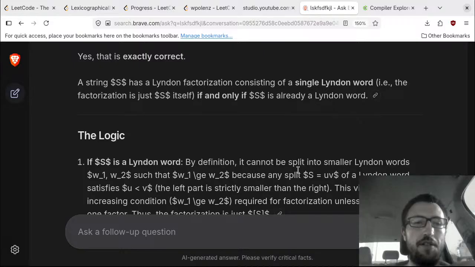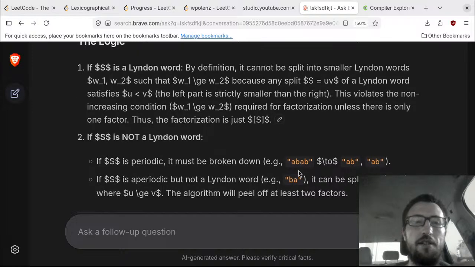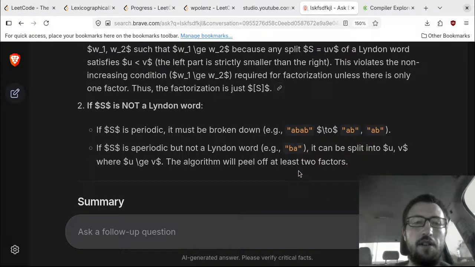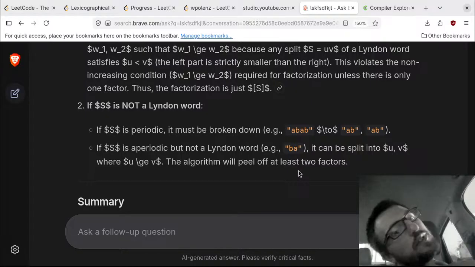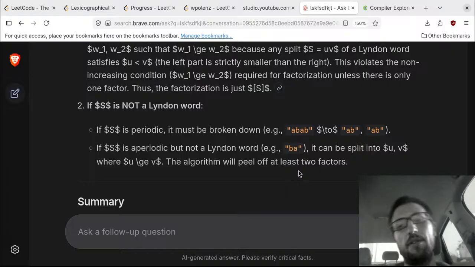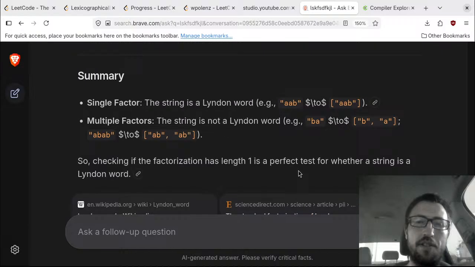Logic: if S is a linear word, by definition it cannot be split into smaller linear words. This violates the non-increasing condition. If S is not a linear word, if it's periodic, it must be broken down. If it is aperiodic but not a linear word, it can be split into UV, where U is greater than or equal to V. The algorithm will peel off at least two factors. Summary: single factor, the string is a linear word. Multiple factors, the string is not a linear word.